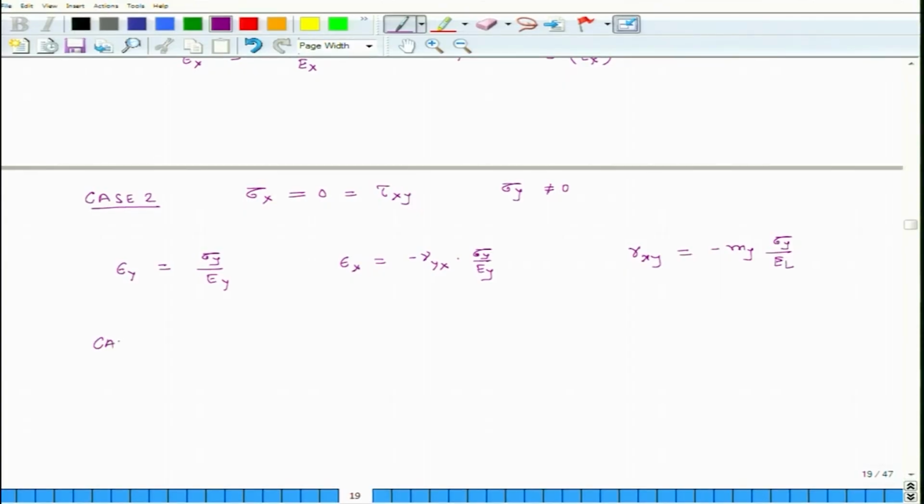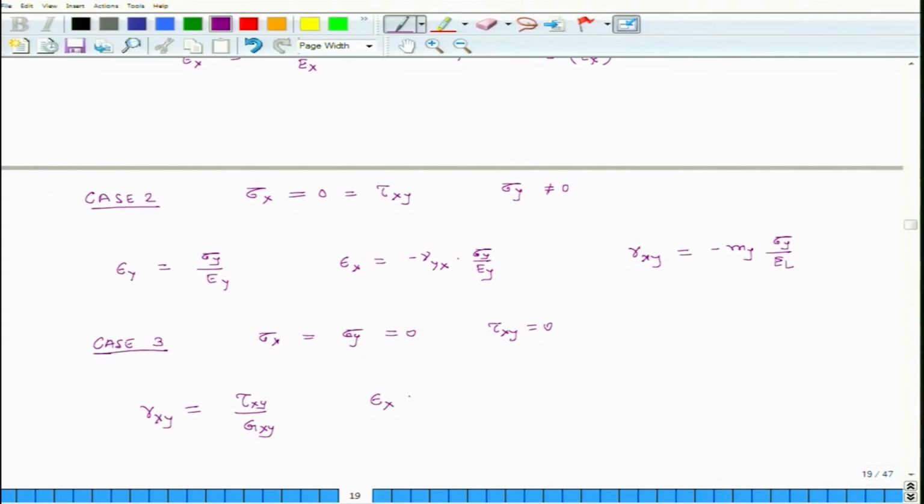The third case is sigma x equals sigma y equals 0 and tau xy is not equal to 0. In this case the shear stress will first generate a shear strain, and what is the value of that shear strain? Gamma xy is equal to tau xy divided by Gxy. And as I said, it also will generate extensional strains.